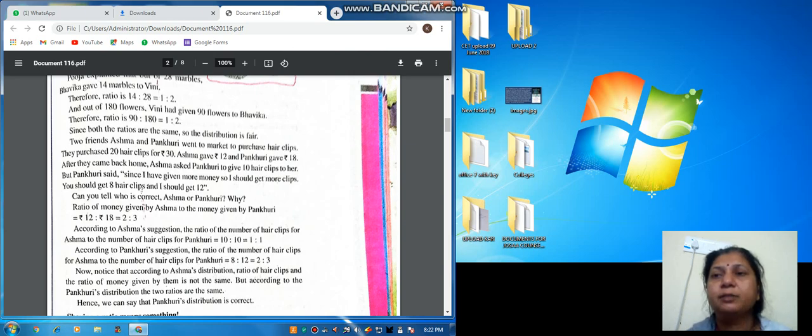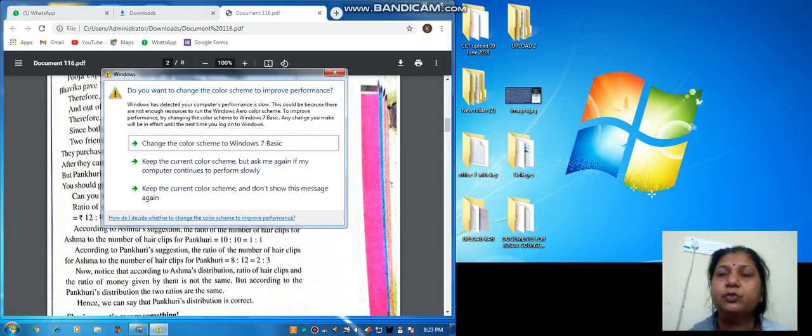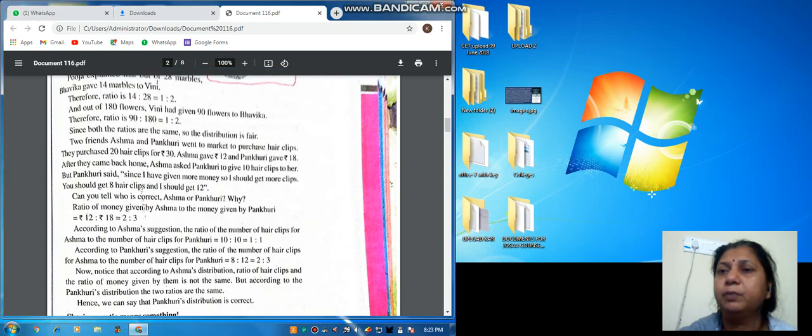According to Ashma's suggestion, the ratio of the number of hair clips given to Ashma to the number given to Pankhuri is 10 as to 10. Ashma says both should get the same number, that is 1 as to 1. But Pankhuri's suggestion is 8 as to 12. If we divide 8 and 12 by 4, it becomes 2 as to 3.